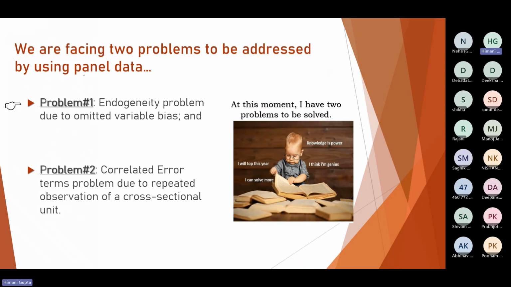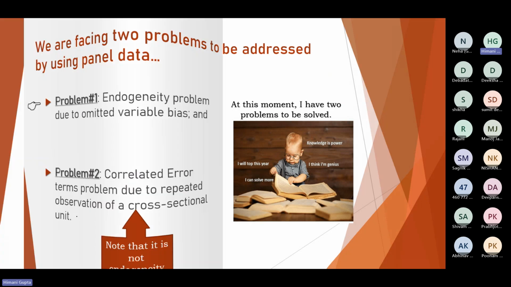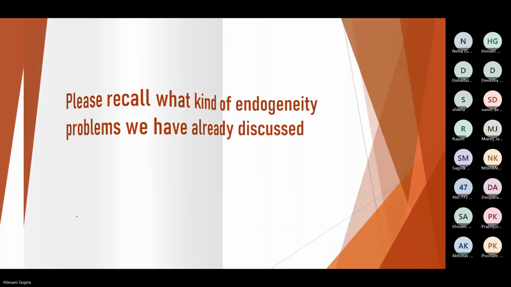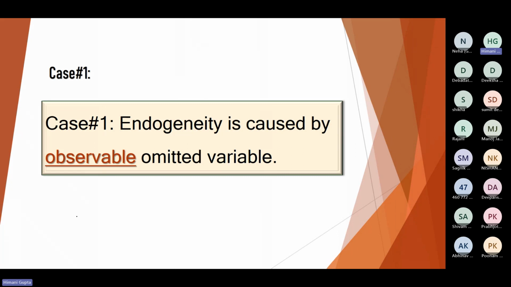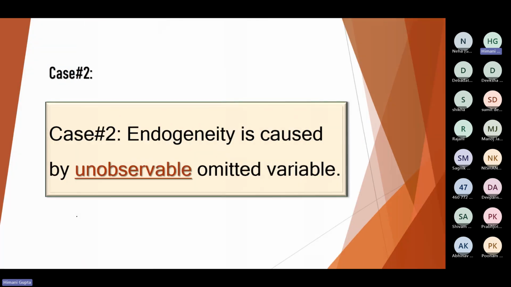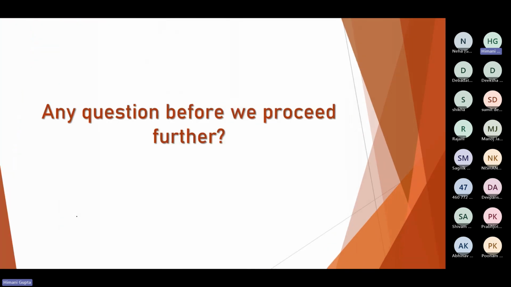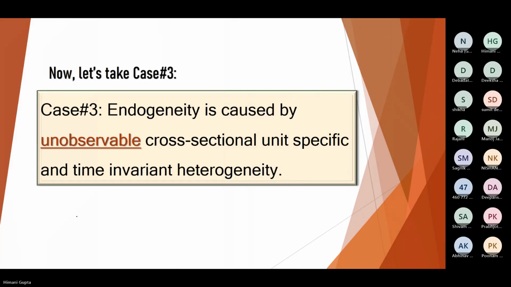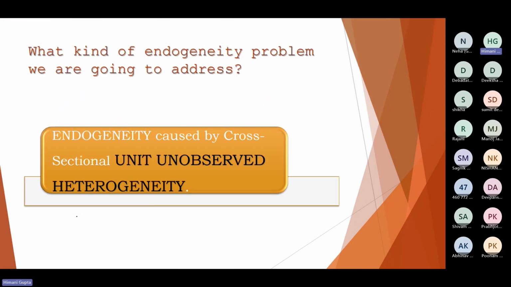So what we have learned, we have faced two kinds of problem of endogeneity. One is the endogeneity problem due to omitted variable bias, that we can include, and the correlated error problem due to repeated observation of the cross-sectional unit. Okay, so this we have done, case 1. Case 2, we are going to discuss, and case 3 will be there.